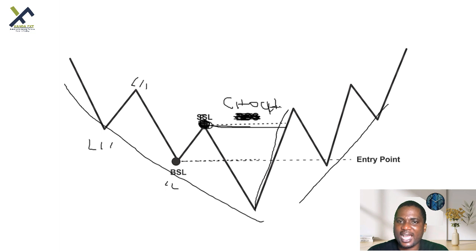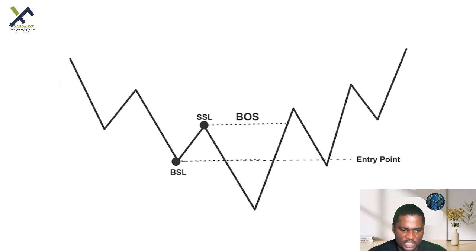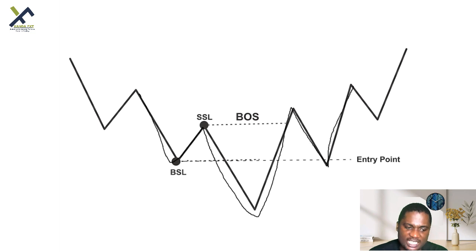I want you to know that whenever a change of structure occurs, it forms two patterns. It either gives you a double bottom or a double top, or it gives you a head and shoulder or inverse head and shoulder. If you look at this particular change of structure, you will discover that it gave us the inverse head and shoulder. In dealing with this change of structure, our entry point is different from that of the change of structure that gives us a double bottom.